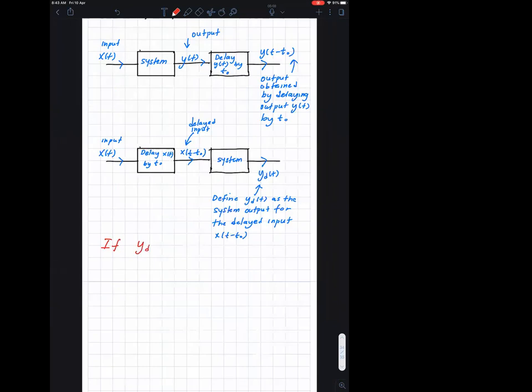y_d(t) is equal to y(t minus t naught). If those two are equal, then the system is time invariant. That is the test for time invariance. We will look at an example in a while.